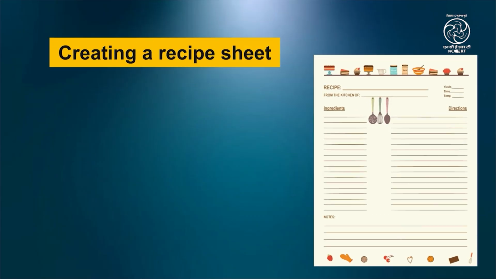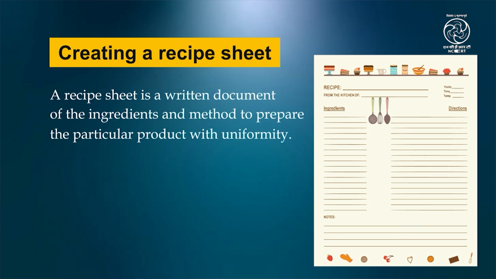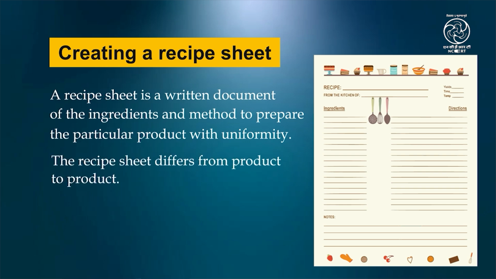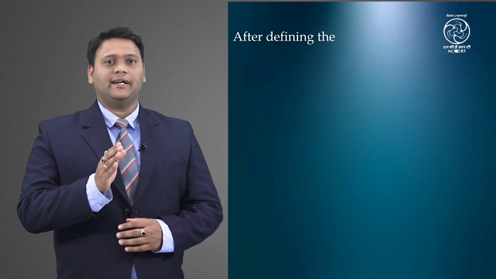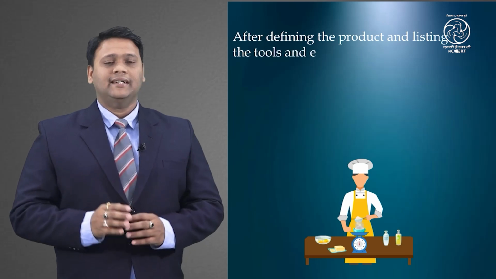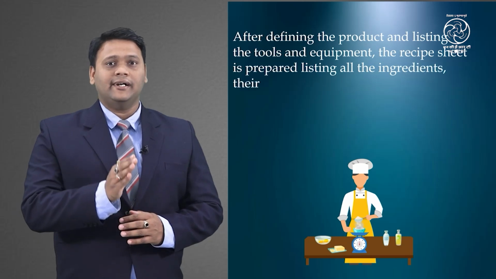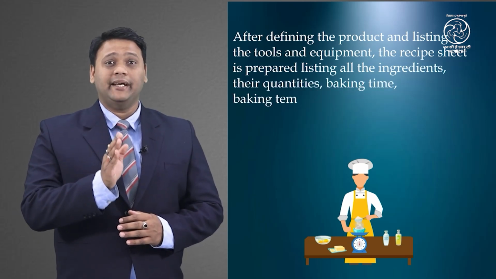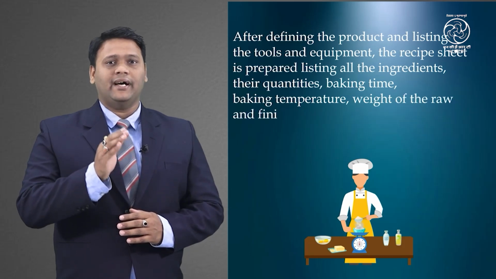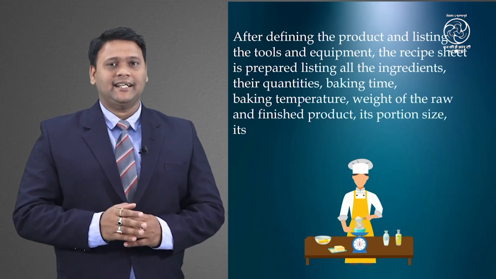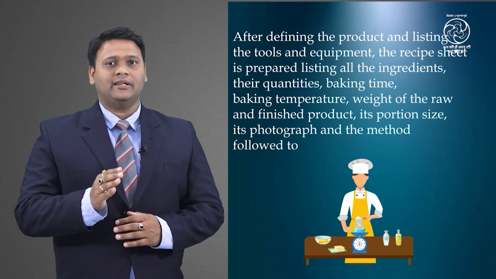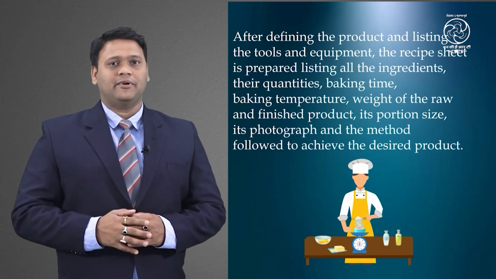Next is creating a recipe sheet. A recipe sheet is a written document of the ingredients and method to prepare the particular product with uniformity. The recipe sheet differs from product to product. After defining the product and listing the tools and equipment, the recipe sheet is prepared listing all the ingredients, their quantities, baking time, baking temperature, weight of the raw and finished product, its portion size, its photograph, and the method followed to achieve the desired product.